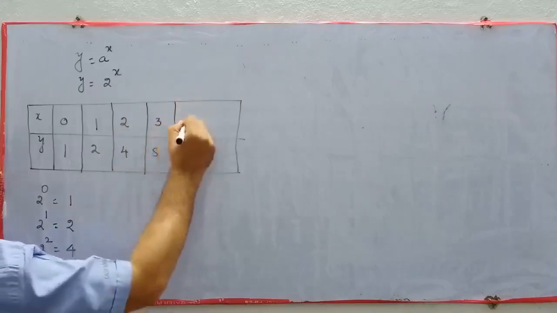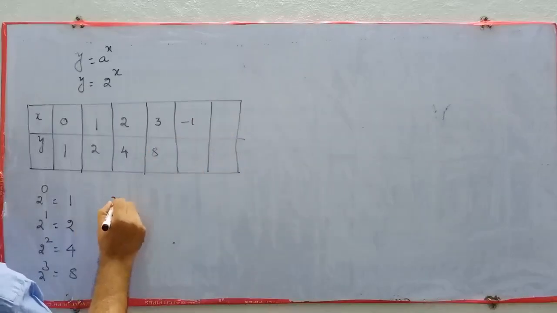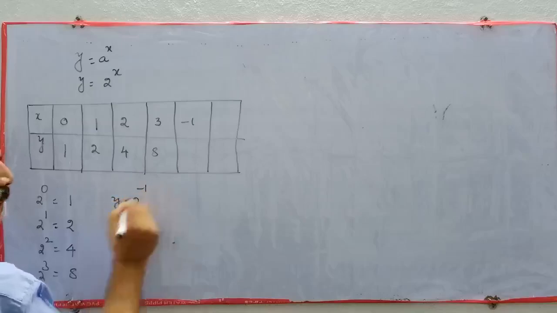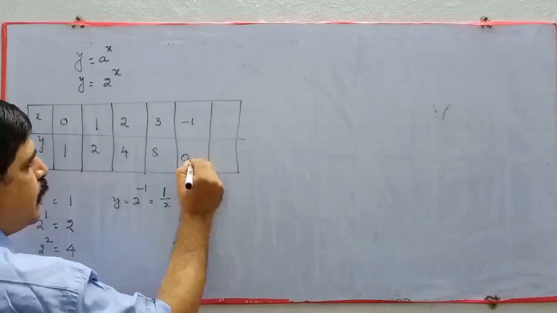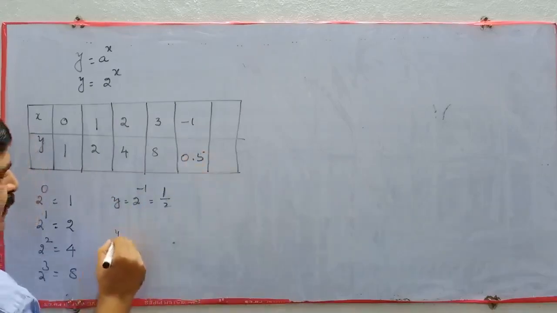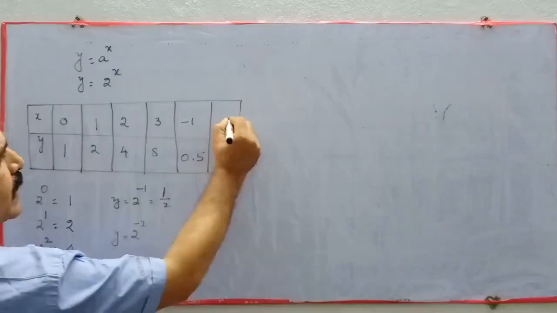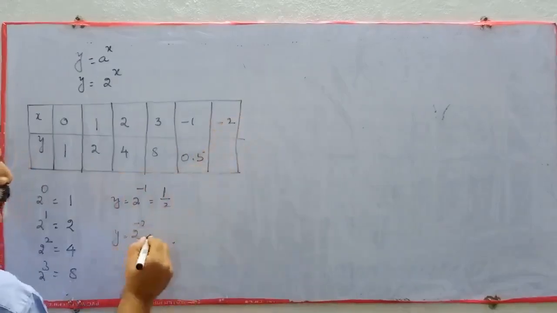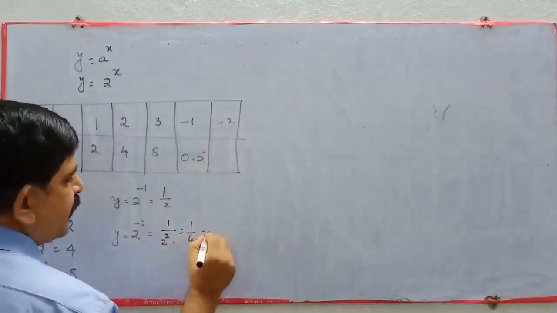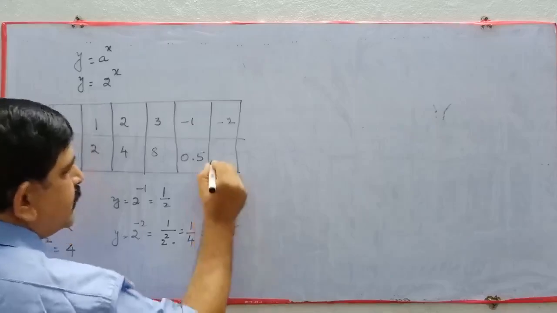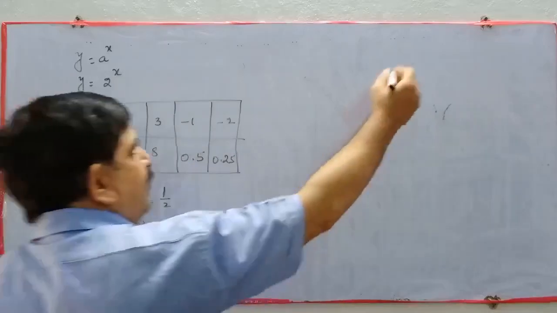Next one, x is equal to minus 1. So y is equal to 2 power minus 1. This 2 power minus 1 can be written as 1 by 2, which is equal to 0.5. Next one, x is equal to minus 2. Then y is equal to 2 power minus 2. That is 1 by 2 square, that is equal to 1 by 4, which is equal to 0.25. Okay.